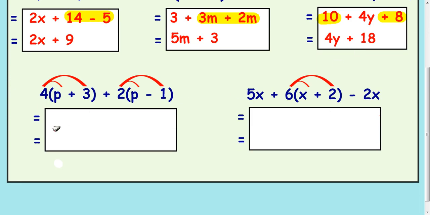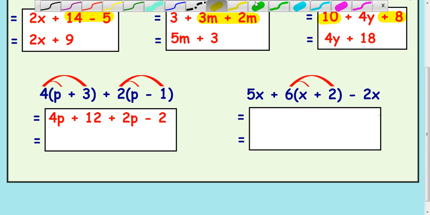Okay, 2 to go. Now in this one we've got a bracket multiplied by 4 and then another bracket multiplied by 2. So we just multiply the first bracket as we would normally. And you do 4 times p, which is 4p, plus 4 times 3, which is 12. You have a plus 2p, because 2 times p is 2p. And then 2 times 1, and a takeaway, is 2.